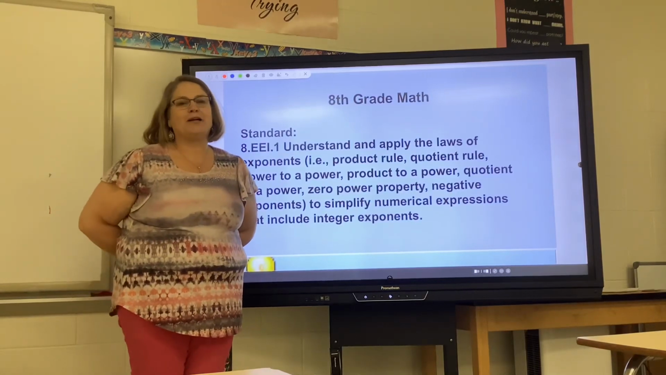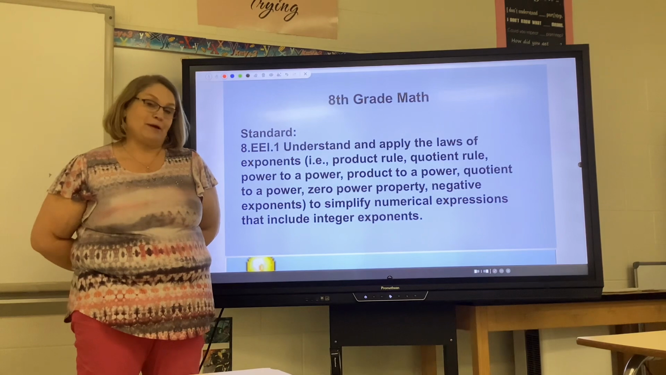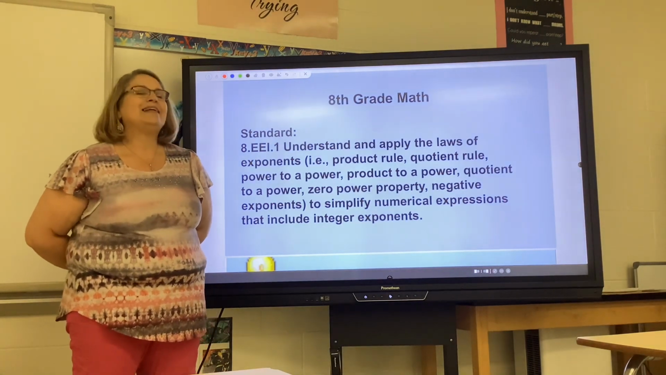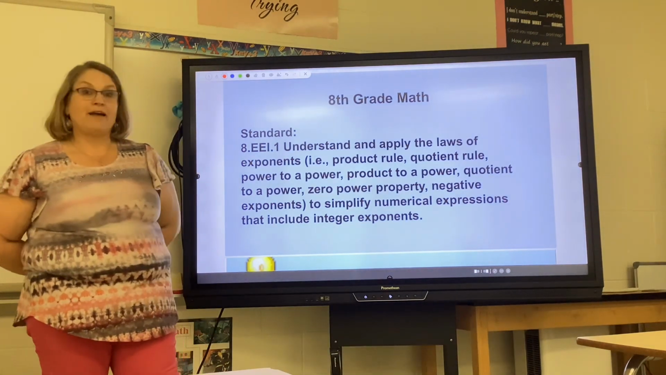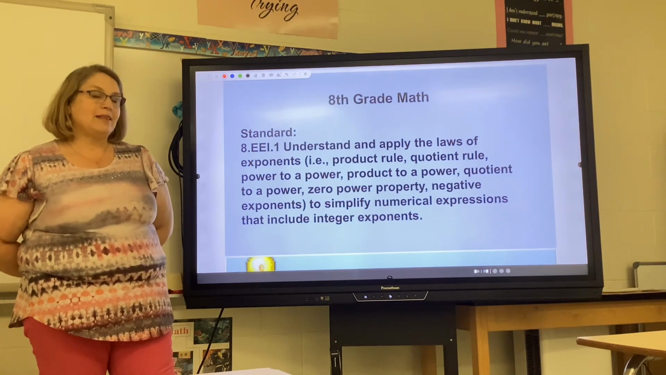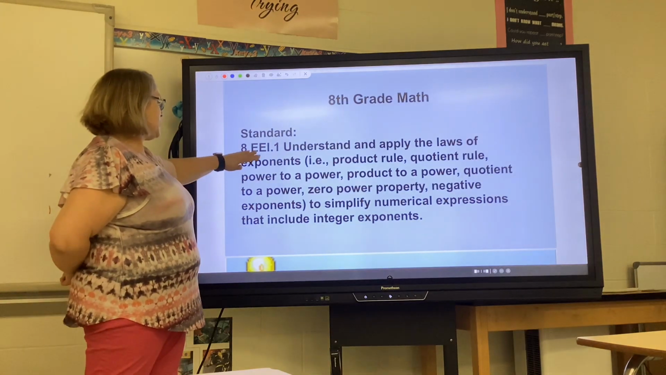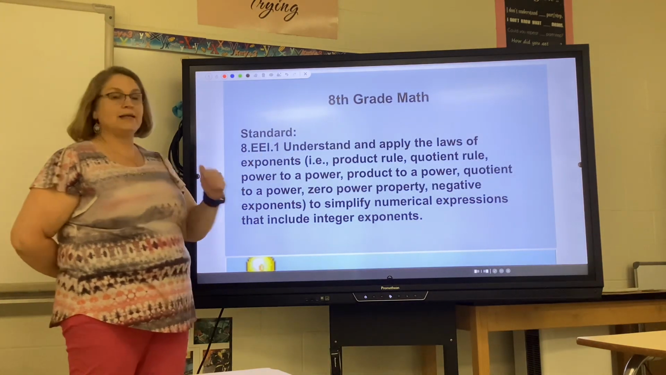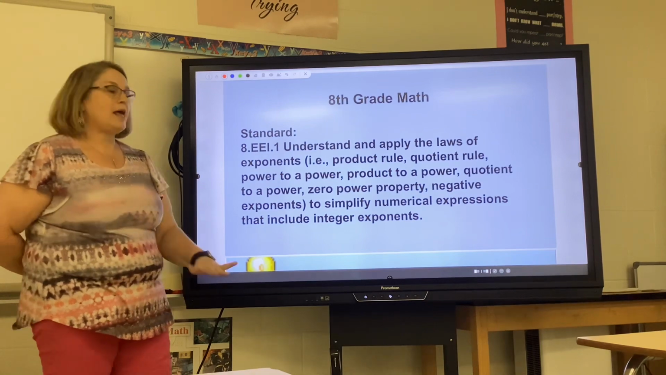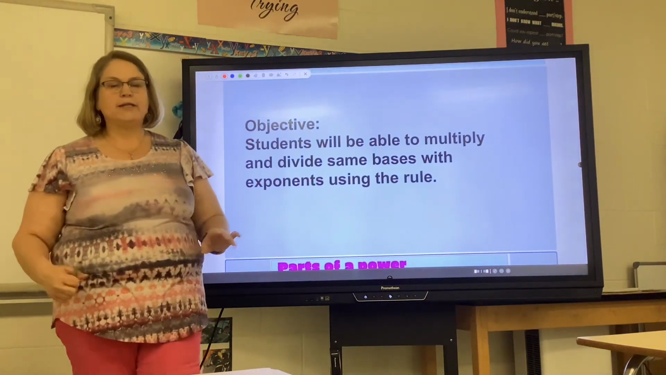My name is Sherry Leviner, and I will be teaching multiplying and dividing exponents with the same base and deriving the rule. I teach 8th grade math and Algebra 1. So the standard today I'm going to be teaching is AEEI.1, basically exponent laws.